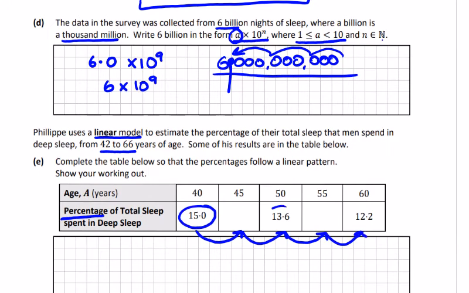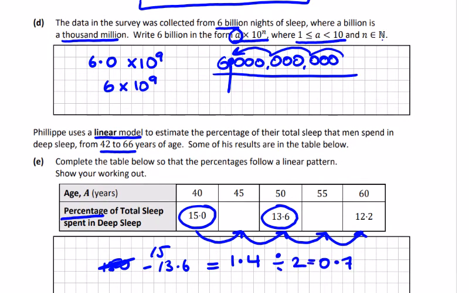The difference between 15 and 13.6: 15 minus 13.6 is equal to 1.4. If we divide that by 2, we get 0.7. So that will be 14.3, and this one will be 12.9.